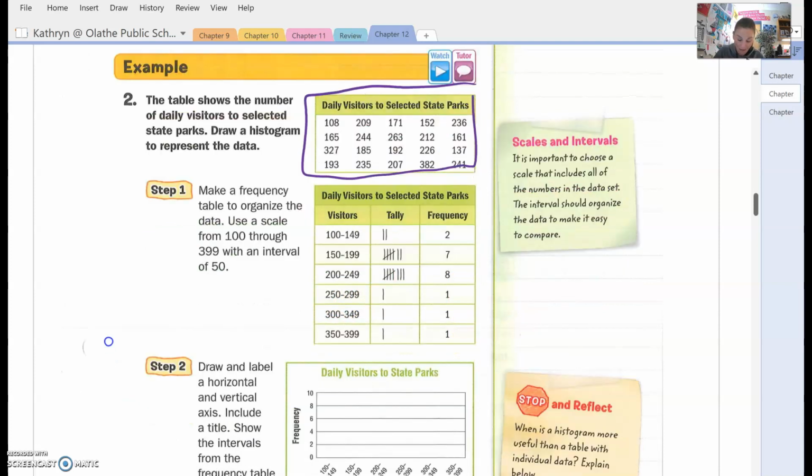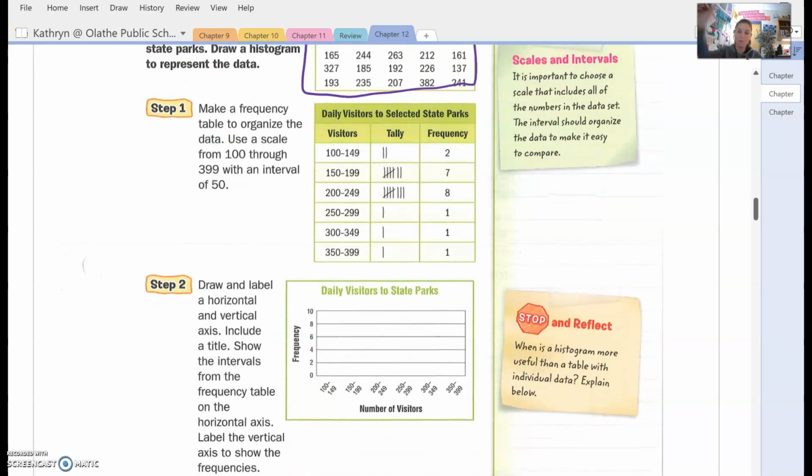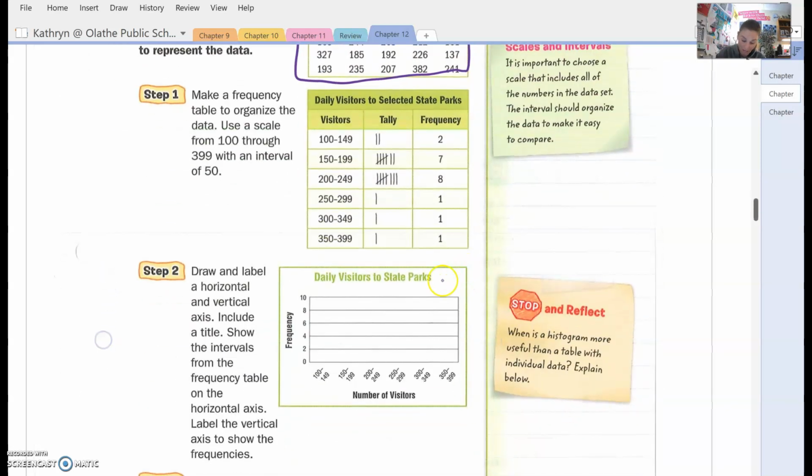Okay, now the next thing you're going to do is draw and label a box just like this. You're going to put a title. You're going to label the x-axis with a title and the amount that you are distributing. Your y-axis, same thing here, title and your frequency, okay? And now you're going to take that and we're going to go ahead and put this on.